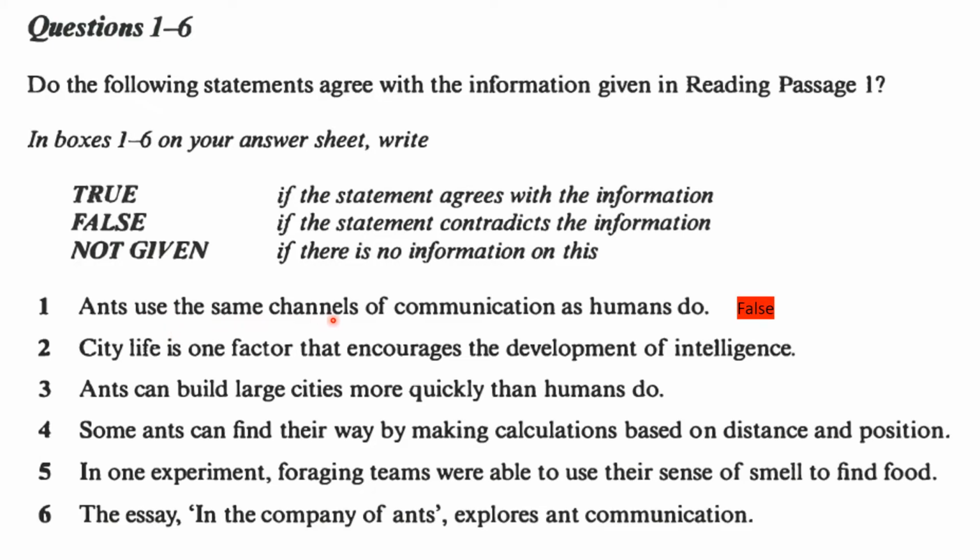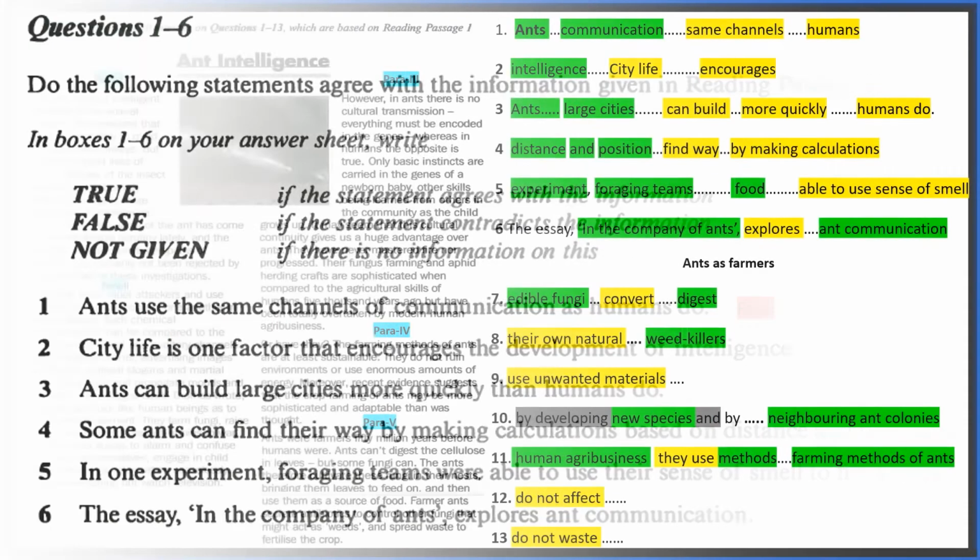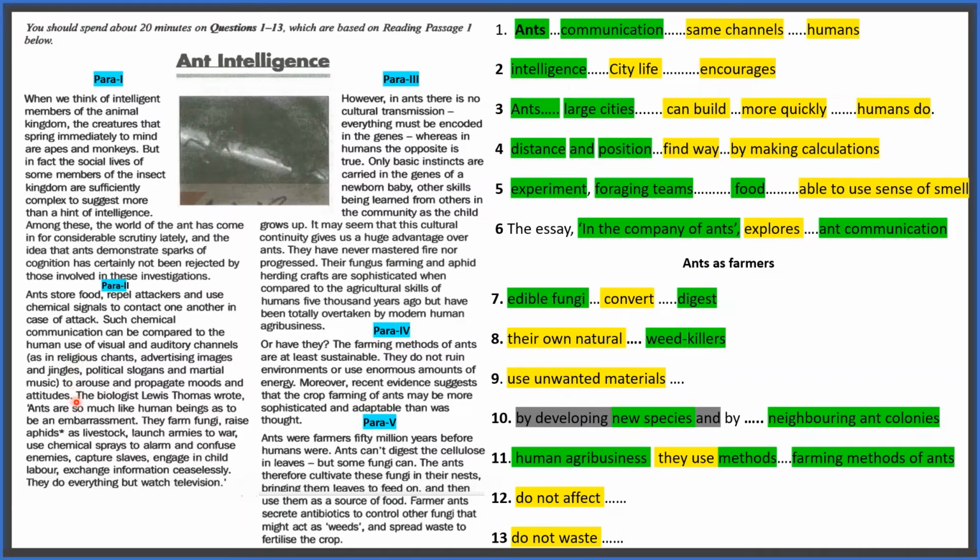Now listen further. The biologist Lewis Thomas wrote, "Ants are so much like human beings as to be an embarrassment. They farm fungi, raise aphids as livestock, launch armies to war, use chemical sprays to alarm and confuse enemies, capture slaves, engage in child labor, exchange information ceaselessly. They do everything but watch television."